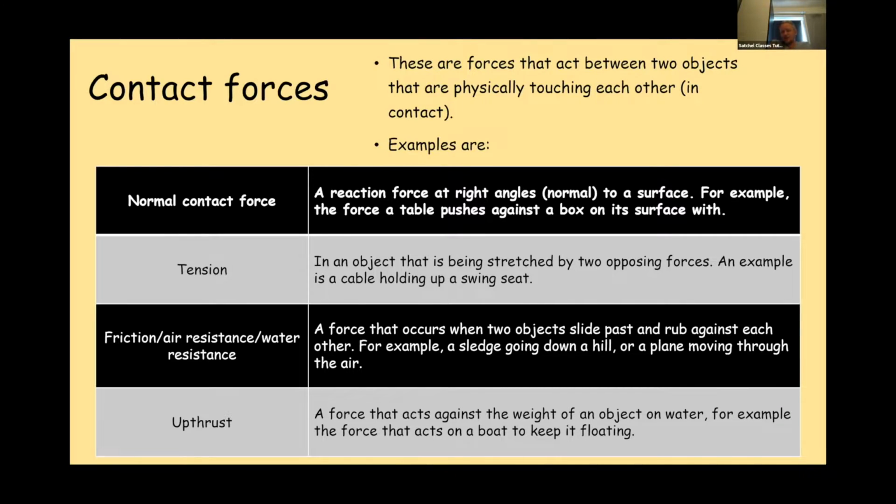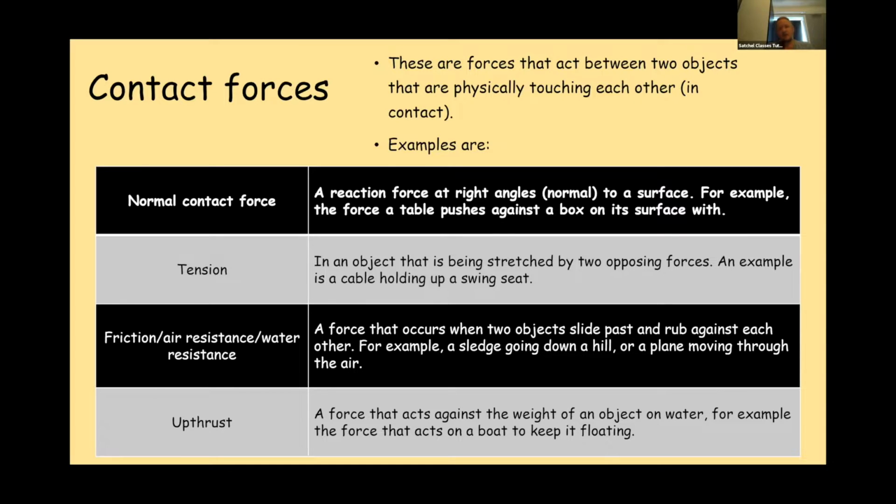Finally, upthrust. Now, this is a force that acts against the weight of an object on water. It's what keeps things afloat. So, for example, a boat has weight. You put it in water, the weight of the boat pushes down on the water, but the particles of water push back against the weight of the boat. This is why it floats. If the weight is heavier than the force that's pushing back, the upthrust from the water, then the boat sinks. But for all these forces to work, they have to be in contact with an object.